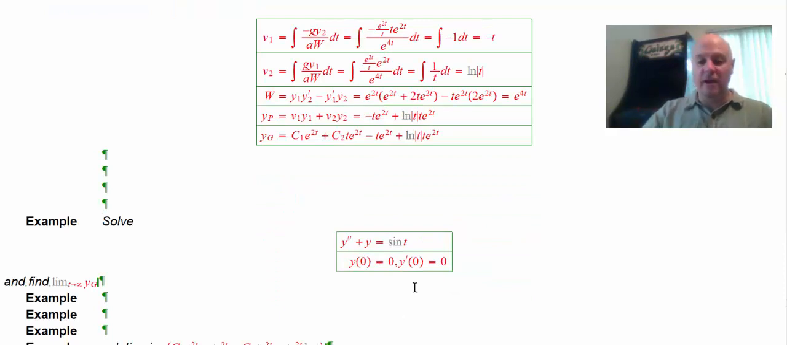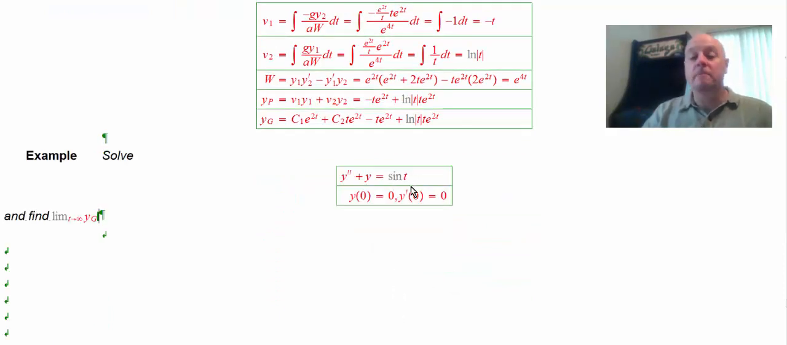Let's do one more example. So now look at this. If it wasn't the variation of parameters video, I would actually do this with unknown coefficients as well. The good guess would be a sine t plus b cos t for your unknown coefficients particular solution. But let's do it with the variation of parameters.